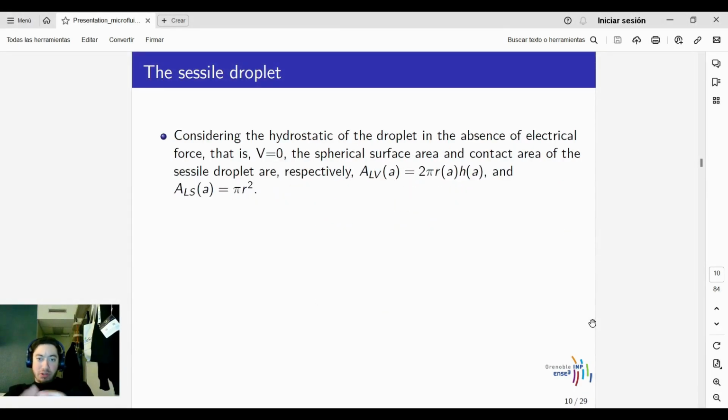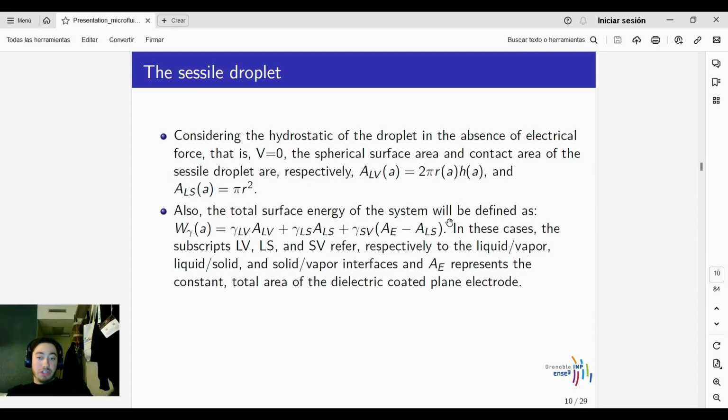So if we consider the hydrostatics of the droplet in the absence of an electrical field, it means when the voltage difference is equal to 0, we can denote two parts of the surface area. The first part we will denote as the spherical surface area, the area of the spherical surface of the drop, the one that is in contact with the liquid and the gas or the vapor. In this case we will denote it by ALB, and we can also consider the surface area of the droplet that is in contact with the electrode, which will be denoted as ALS.